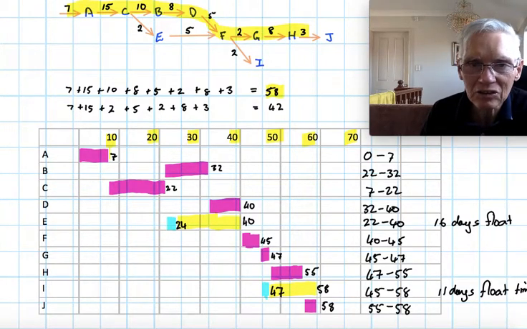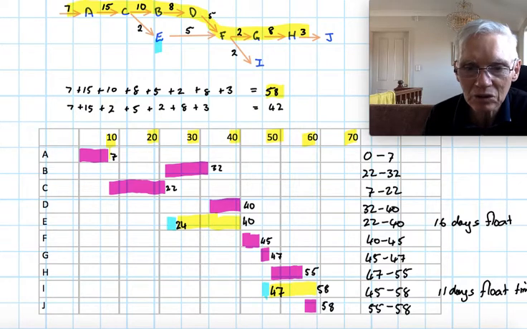Then you've got the other 2 tasks, which I've done in blue here. So when you do them in blue, you've got E, there's this one here, and I is that one there. So you've got those 2 paths, and when you've completed them, those are the float times. As long as it's done up to 48, as long as it's up to 40. So you've got 16 days float, 11 days float.